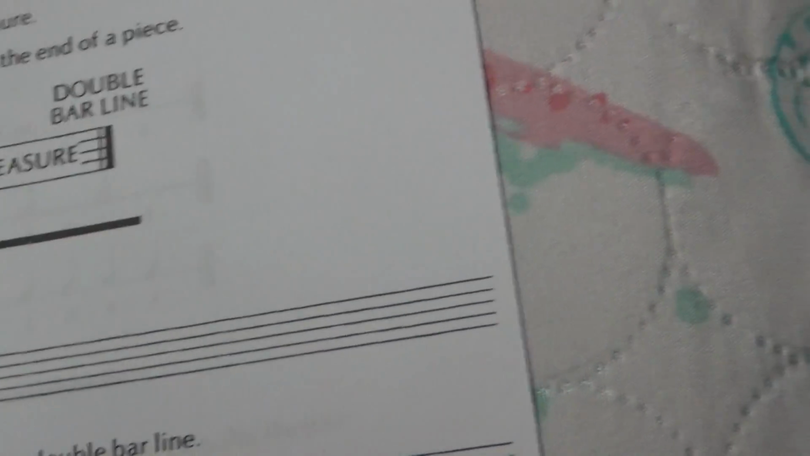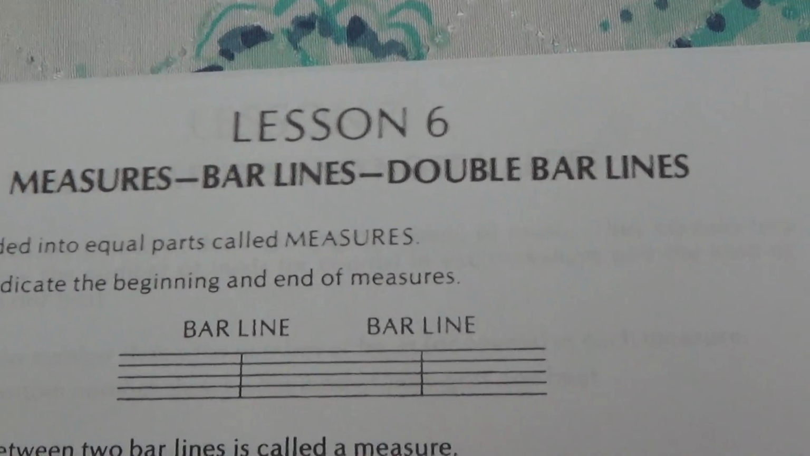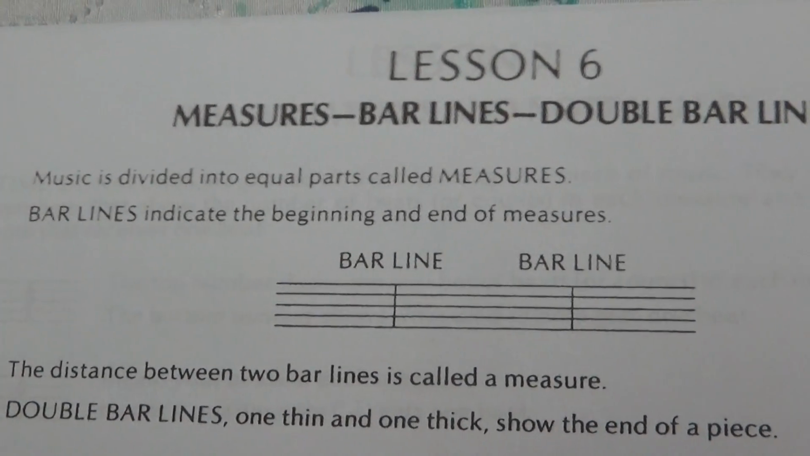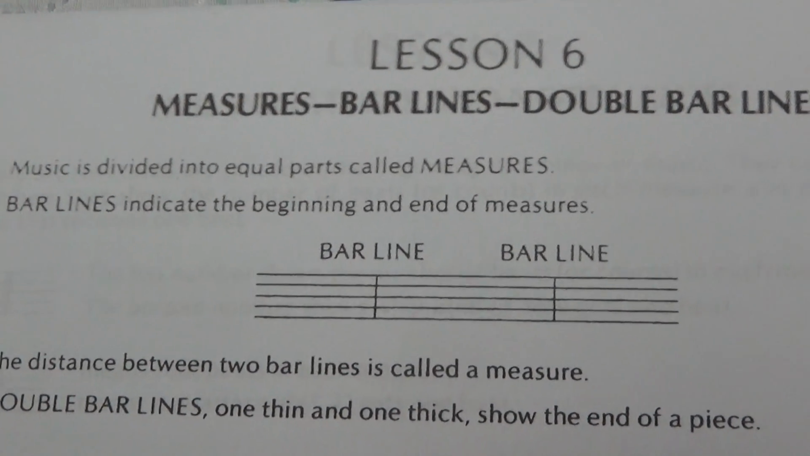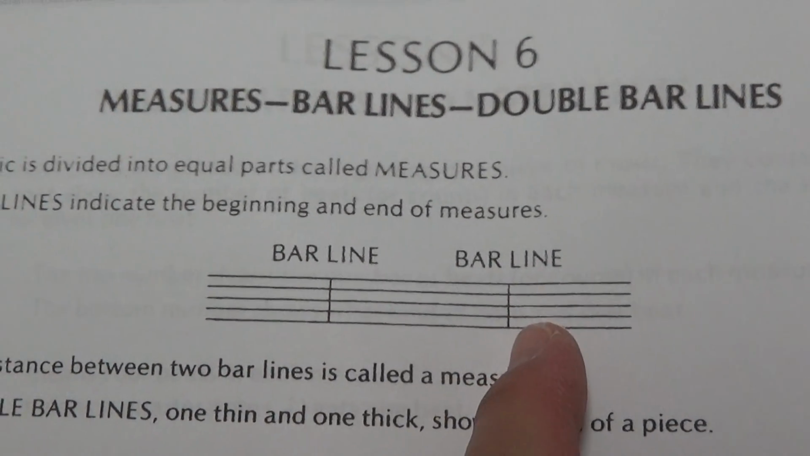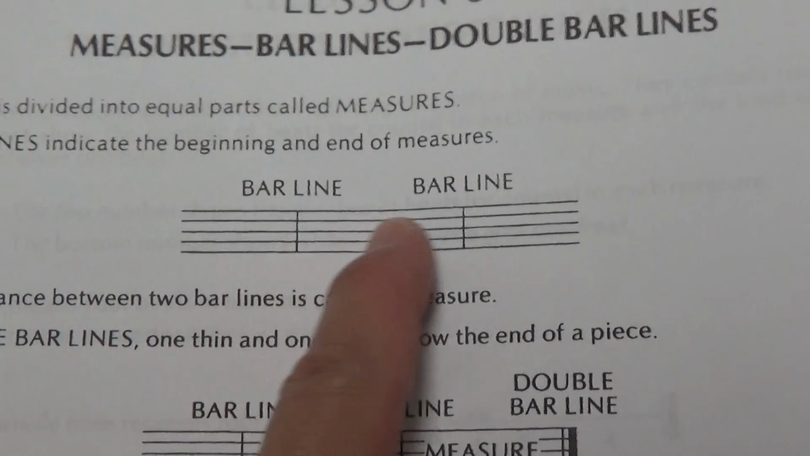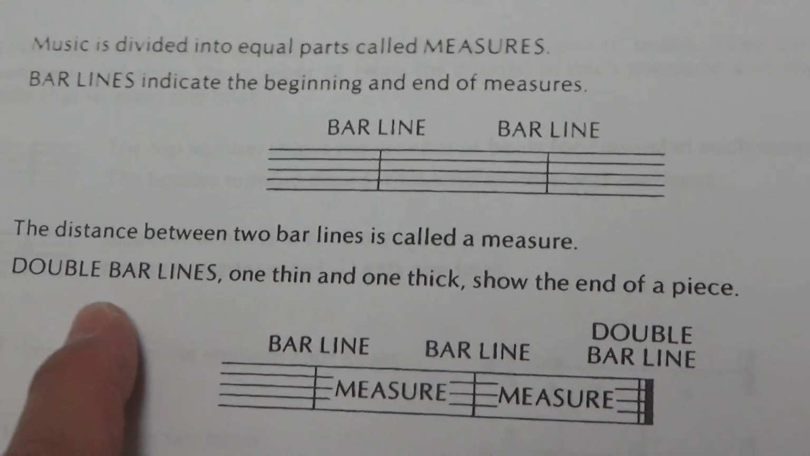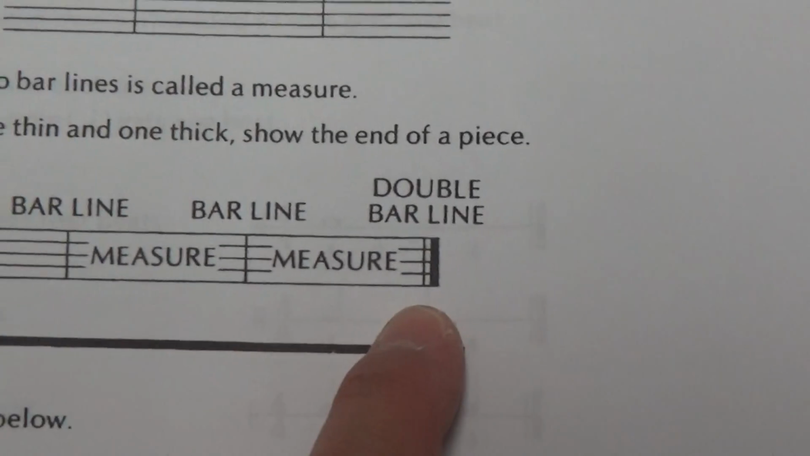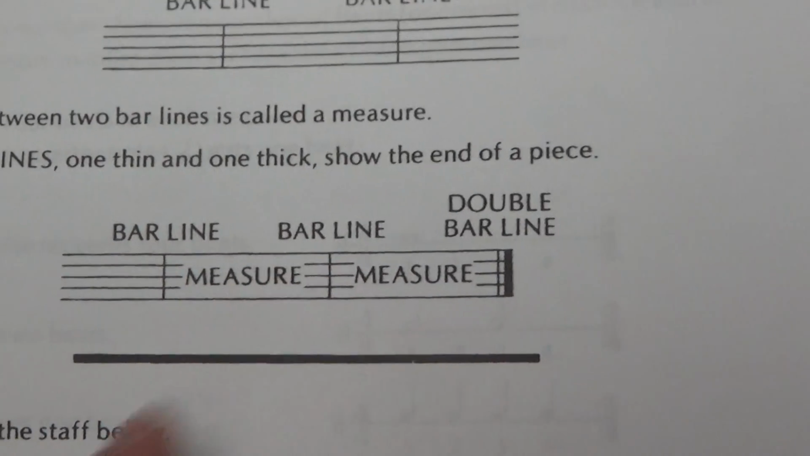This week we'll be talking about measures and bar lines and double bar lines. So music is divided into equal parts called measures. Bar lines indicate the beginning and end of measures. So these lines that come down would indicate bar lines. So the distance between 2 bar lines is called a measure, or a bar sometimes. Double bar lines, one thin and one thick, show the end of a piece. So when you see this double bar line here, it's the end of a piece. And the measures are in between the bar lines.